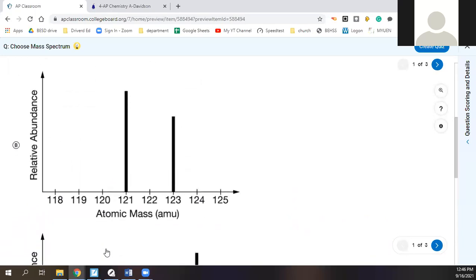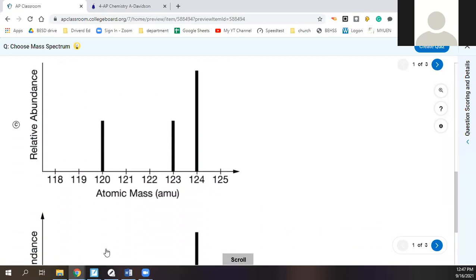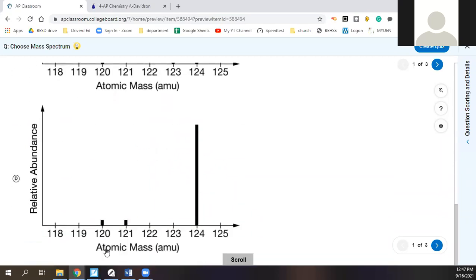Raise your hands. Okay, B is the correct answer for the following reasons. These are somewhat close to each other, right? So the mass is going to be about in the middle. But one's a little higher than the other, and it's this one. So the mass of this, when you average them out, will probably be a little less than 122. The other ones, the masses are going to be too high, way too much.